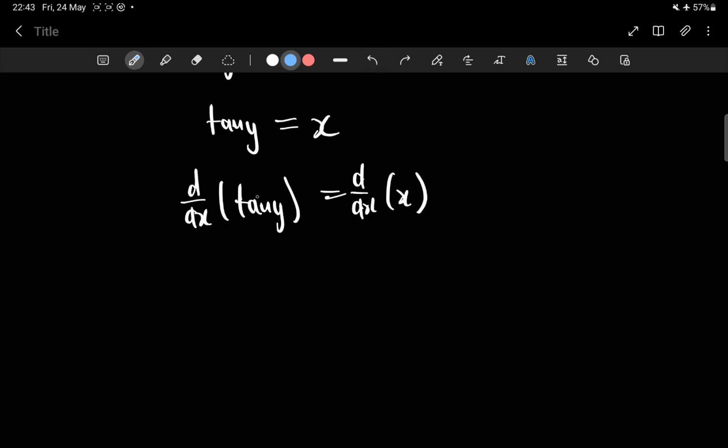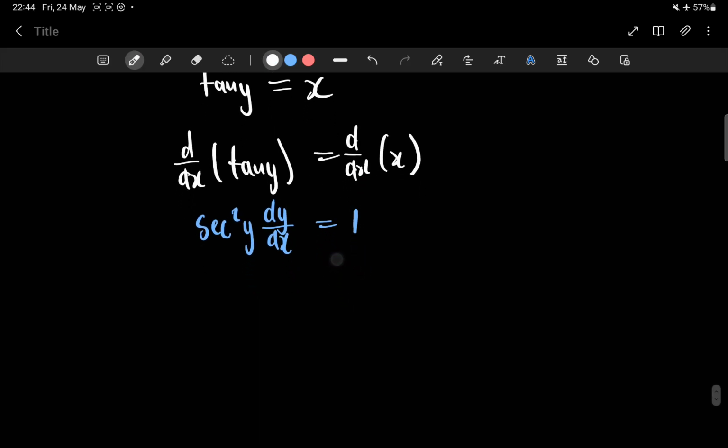So we just differentiate. The derivative of tan is secant squared. So it'll be secant squared y because it's tan y, but then you multiply by dy/dx. So it'll be sec squared y dy/dx, and this will be equal to the derivative of x with respect to x, which is just 1.